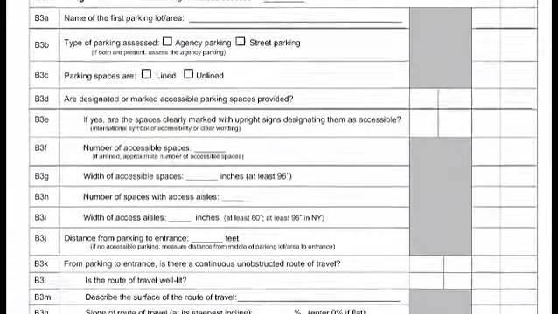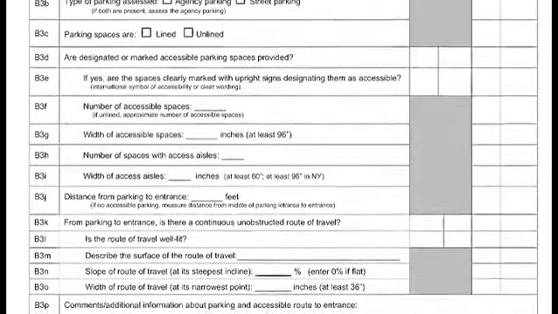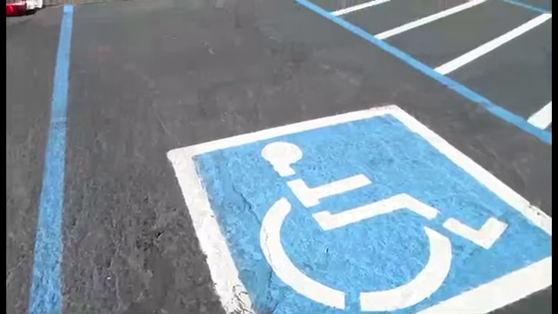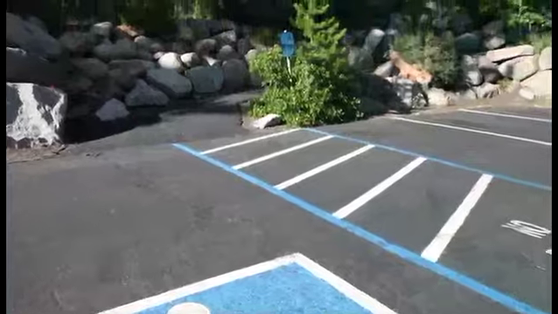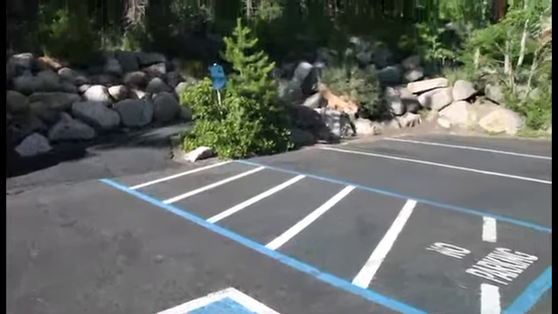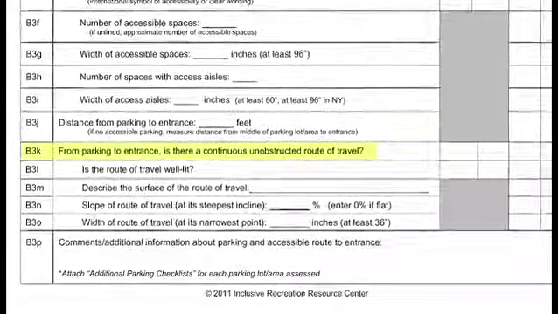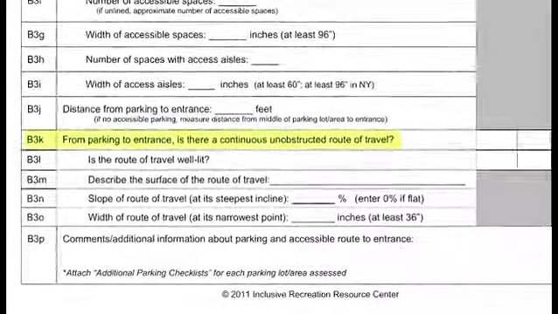Routes of travel. There are several sections of the tool which ask you to assess the route of travel from the parking area or entrance to various places. You will answer each section the same way, completing the following questions. The first question of each route of travel section asks, is there a continuous unobstructed route of travel?